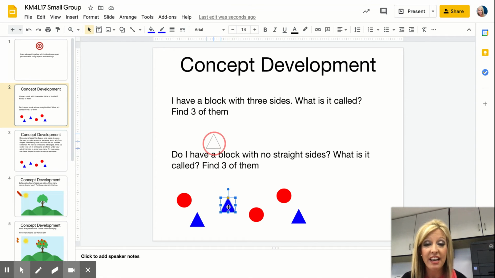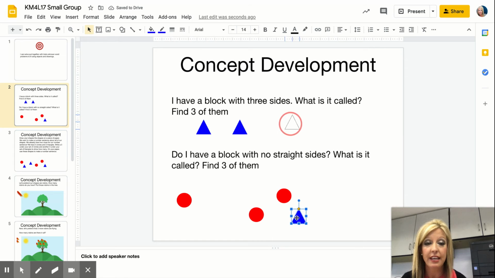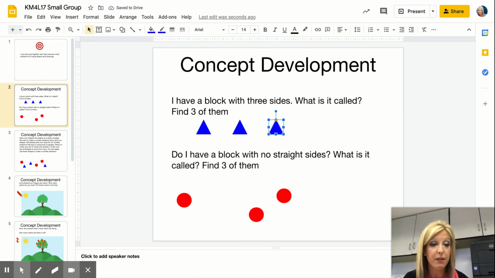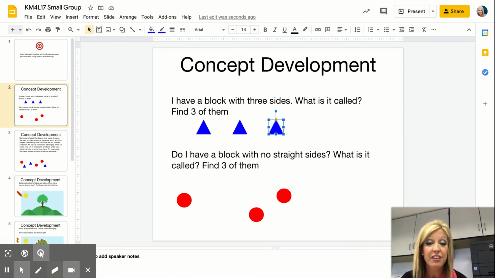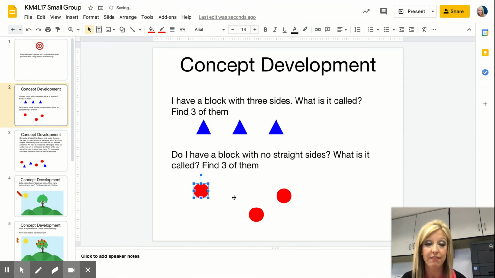And then I need to find 3 of them. So I have 1, 2, 3. Next, I'm looking for a block or a shape with no straight sides. Do any of you remember what that is called? You're right, it's called a circle. And once again, I'm looking for 3 of them. 1, 2, 3.